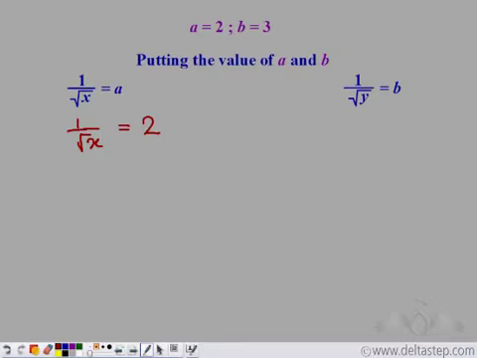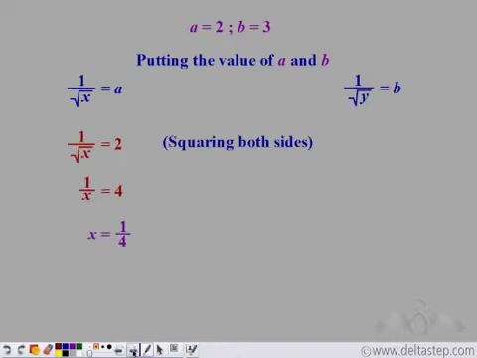Now square both the sides. So we square both the sides and we get 1 by x is equal to 4. 1 square is 1, root x square is x, and 2 square is 4, or x is equal to 1 by 4. This is what we have. x is equal to 1 by 4.